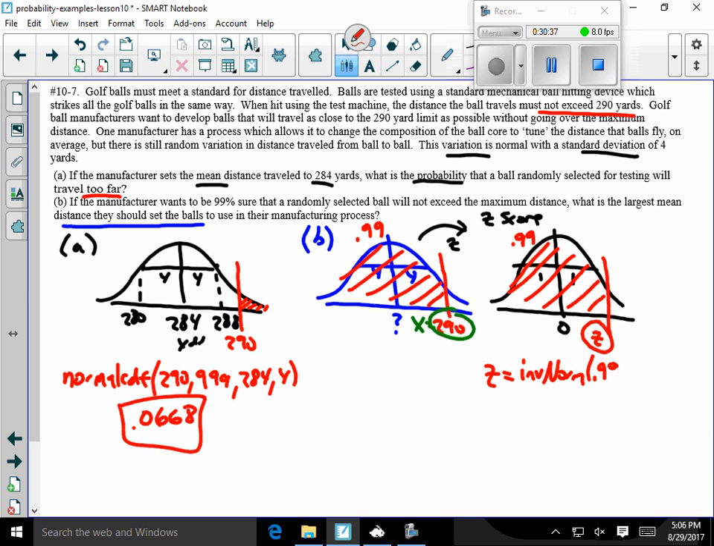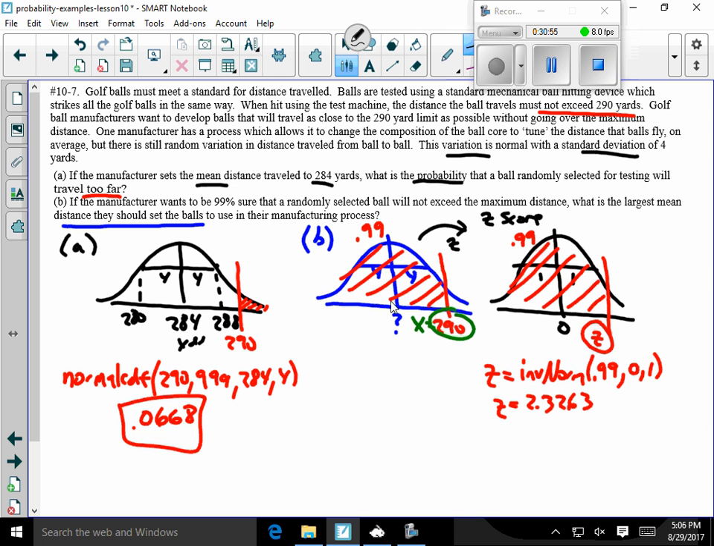99% of the time has to be to the left, with 0 as the mean and 1 as the standard deviation. And when you plug that into a calculator, you end up getting 2.3263. I always round to 4 decimal places. Now here's how we put that together.